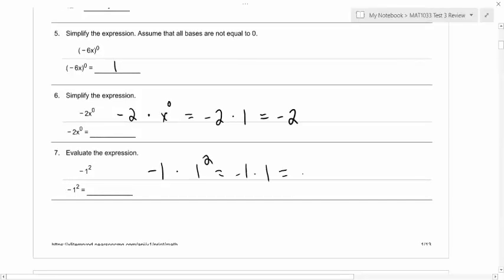So the parentheses or the lack of parentheses is really important, because if I gave you this problem, negative 1 in parentheses squared, what would the answer be? 1. It'd be positive. Exactly. So, great job.